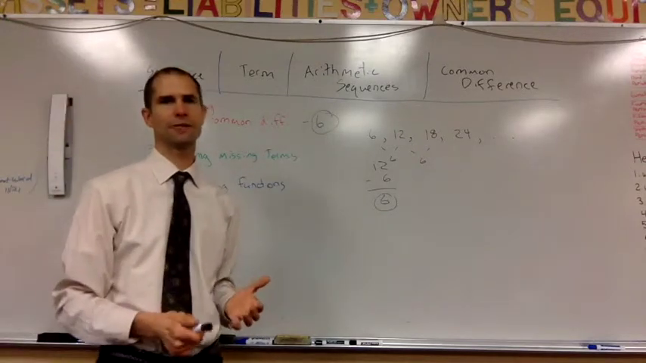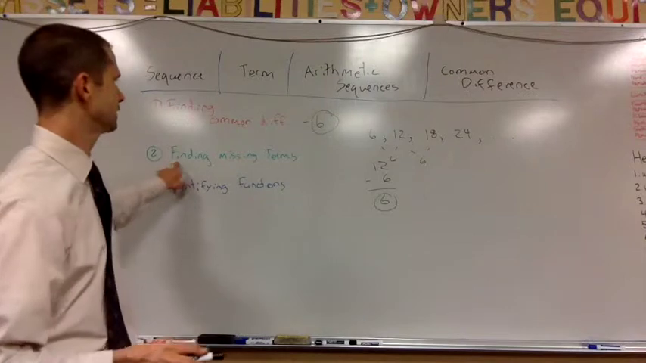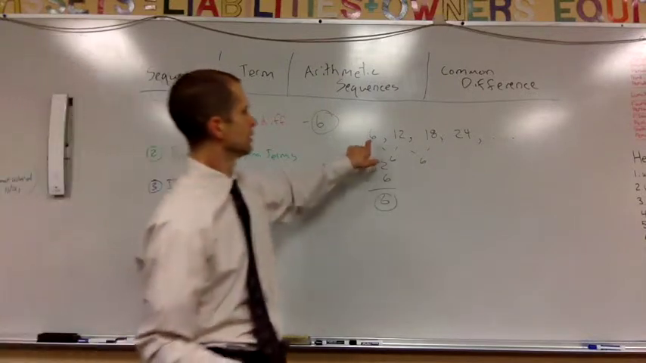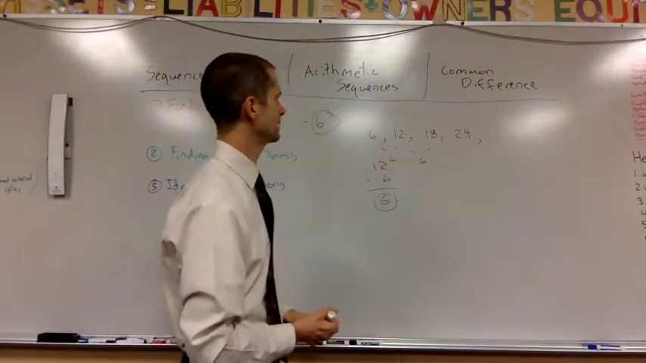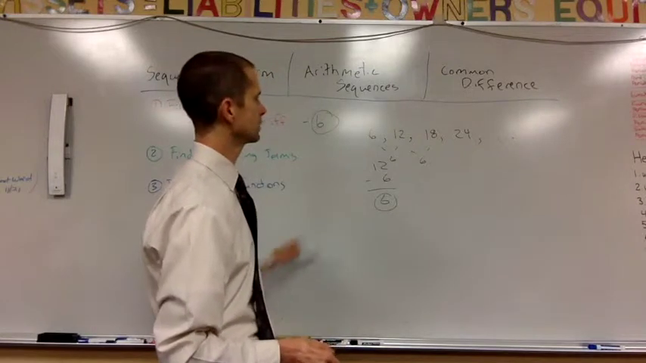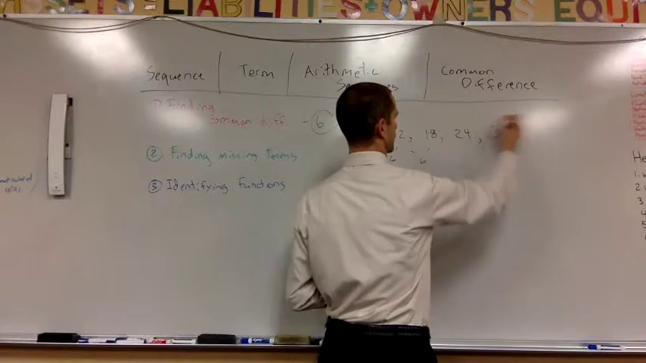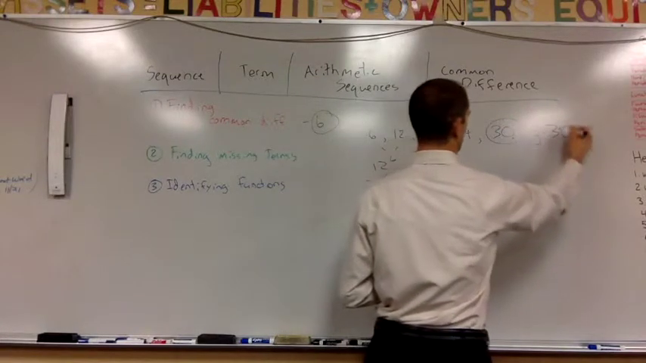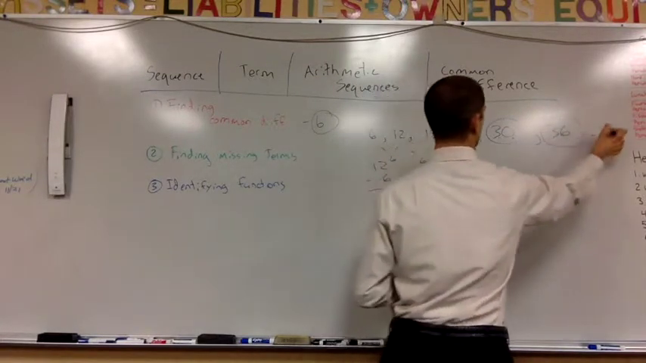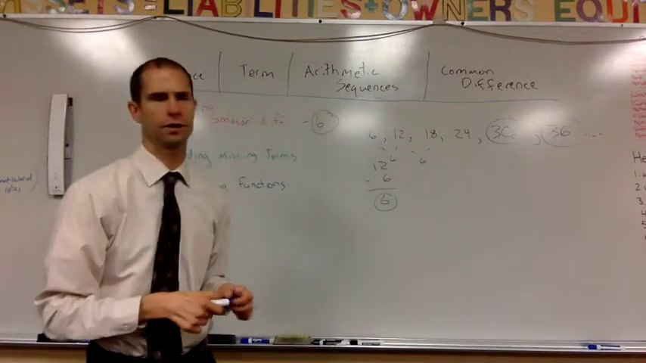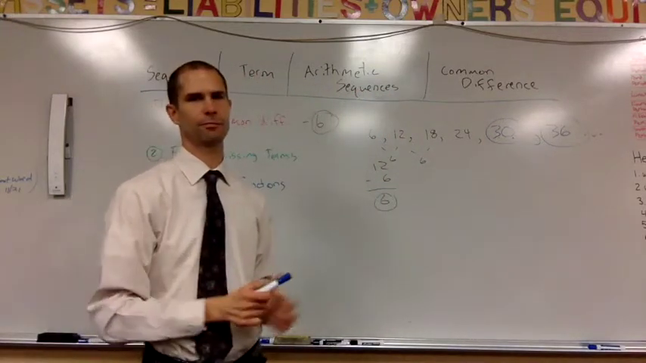Once we know the common difference, it makes it very easy to find the missing terms. What goes next in this list? We have 6, 12, 18, 24. You can all guess the next number is 30. And if we keep going, 36. And on and on and on. We're going to add 6 every time.